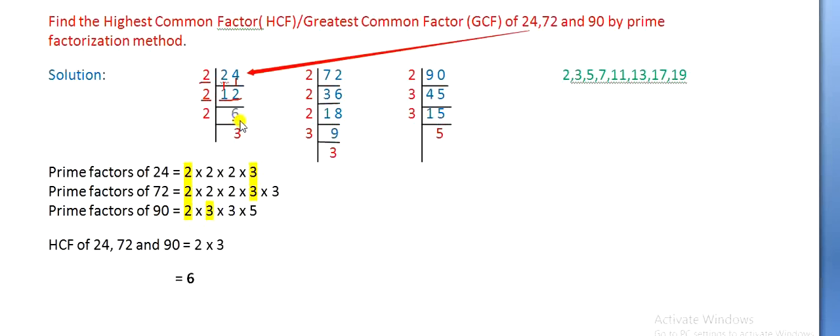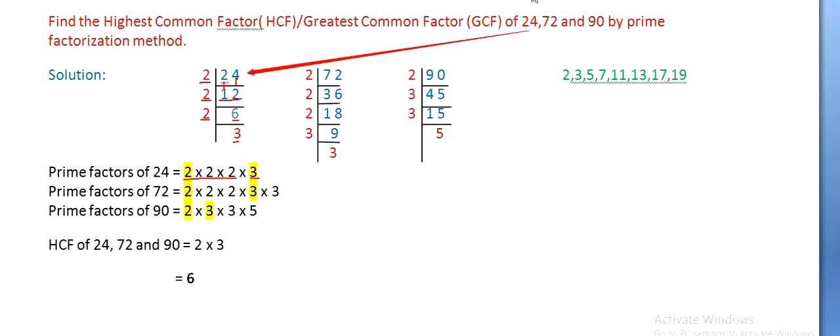6 is again an even and composite number. Again it is divisible by 2. We wrote 2 here. 6 by 2, we get the quotient as 3. 3 is a prime number. We need to stop. And we got the prime factors of 24 as 2 came 3 times. We wrote 2 three times here. 3 came 1 time. We wrote 3 one time.